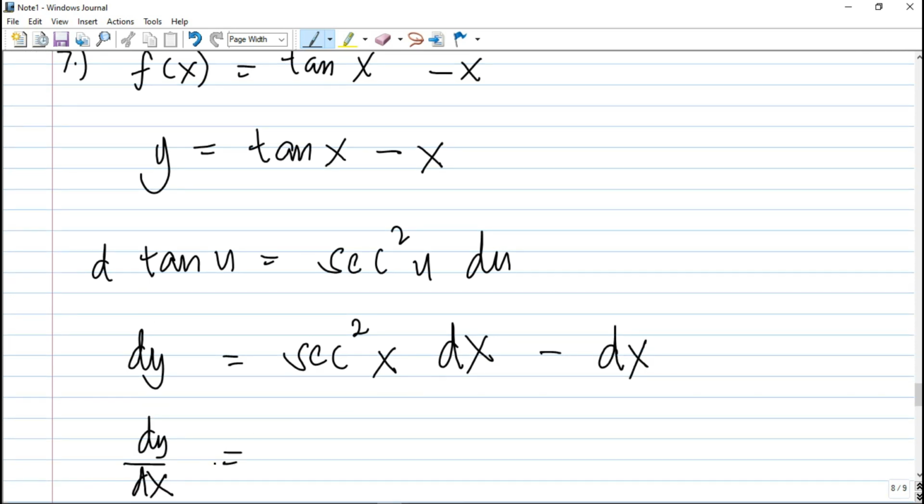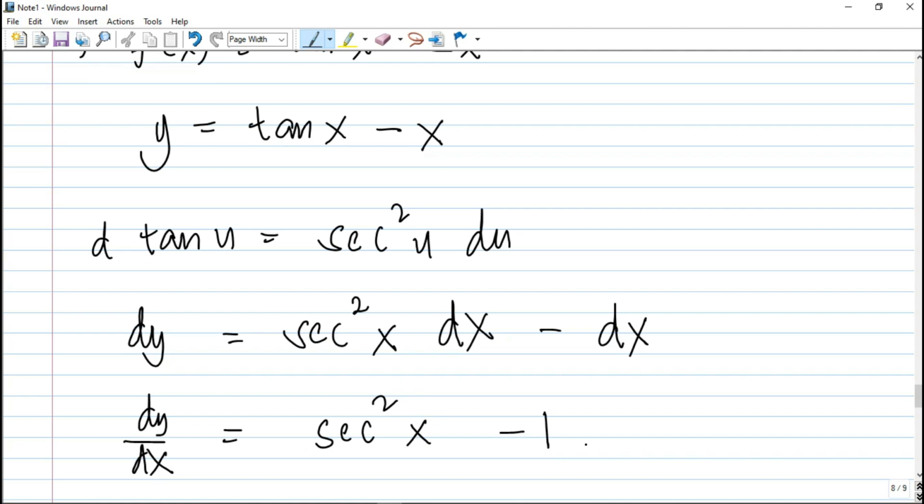So, the derivative of y with respect to x is, you have here, secant squared x. So basically, we divide both sides by dx. So dx over dx is just 1. Okay, so secant squared x minus 1.